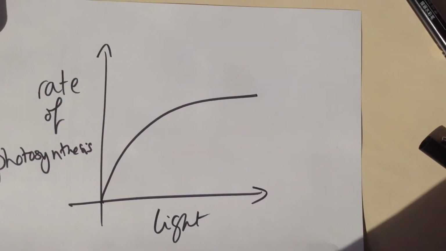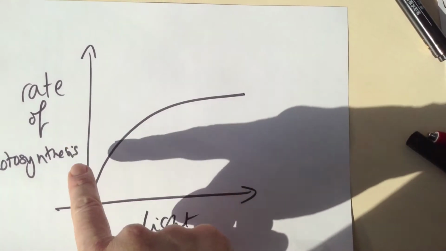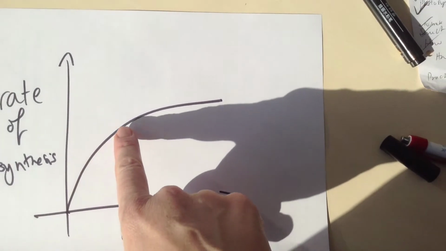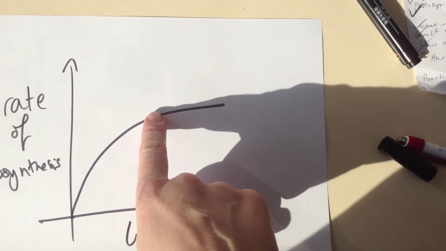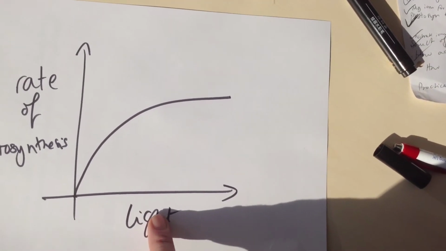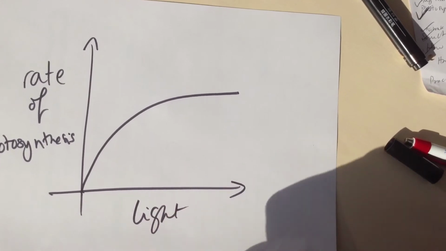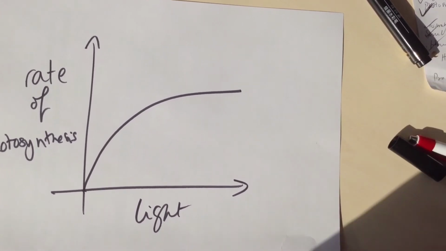This graph shows you as you increase the light level, the rate of photosynthesis also increases. So it keeps on going up, and then it gets to this point here where it starts to level off. Where it starts to level off, that means that something else that is not light has become a limiting factor. That something else could be carbon dioxide, could be water, could be temperature.